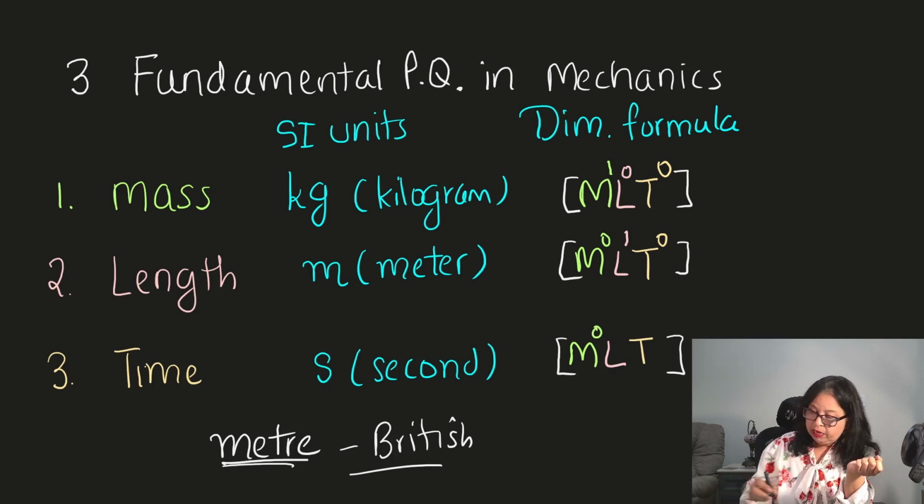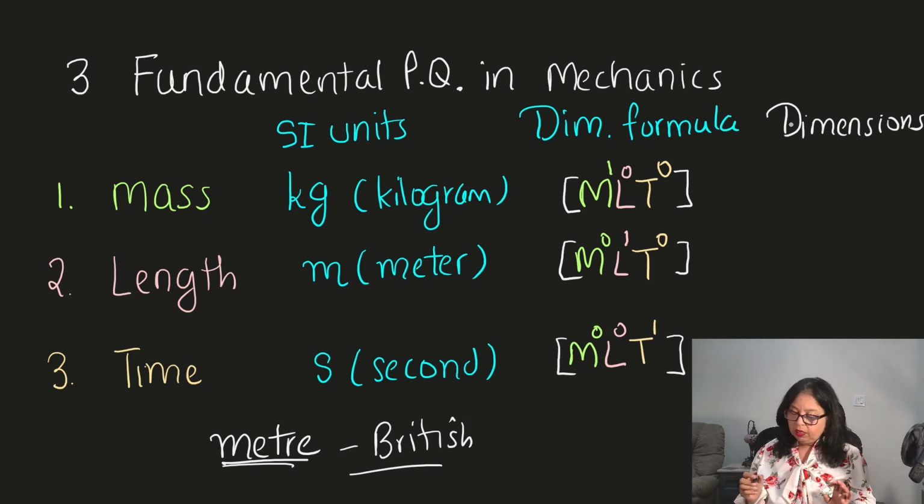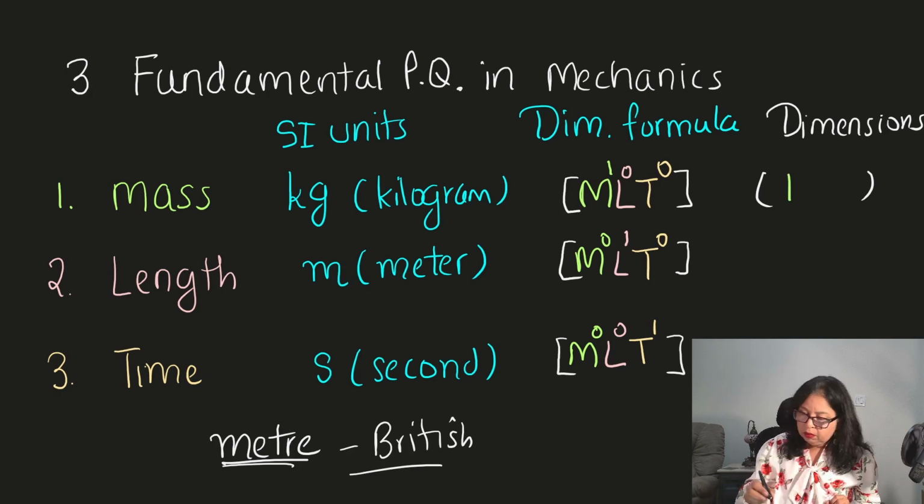Lastly, for time, is there any mass in there? No. Is there any length in there? No. Is there any time in there? Yes, 1 unit of time. Okay, so now this is the dimensional formula. And using the dimensional formula, we determine the dimensions. Now the dimensions are nothing but the powers. So write down all the three powers: 1, 0, 0. Correct?